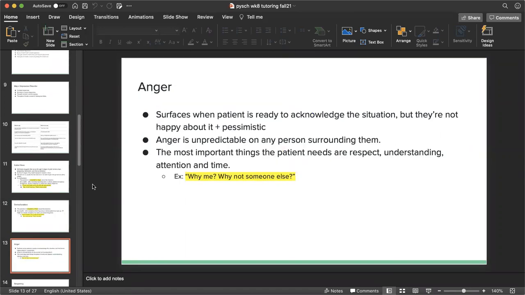Anger. So it surfaces when the patient is ready to acknowledge the situation, but they're not happy about it and they're pessimistic. So anger is unpredictable on any person surrounding them. The most important things the patient needs if they're experiencing anger are respect, understanding, attention, and time. An example of this is, why me? Why not somebody else? Or they can show their anger physically. So that's another stage of the grieving process. And just remember, again, they don't always happen in this particular order.